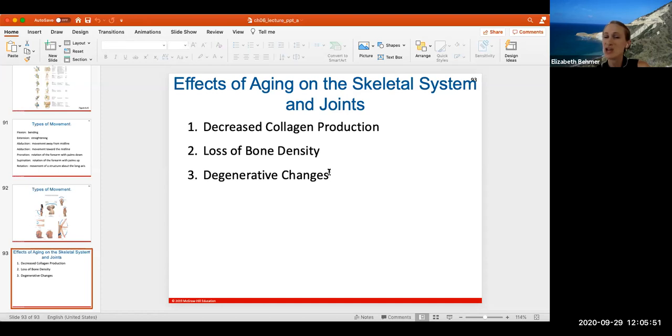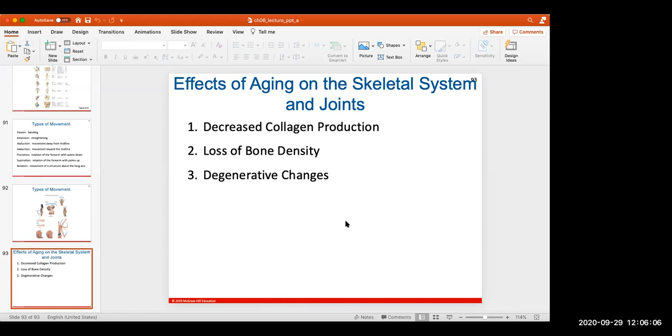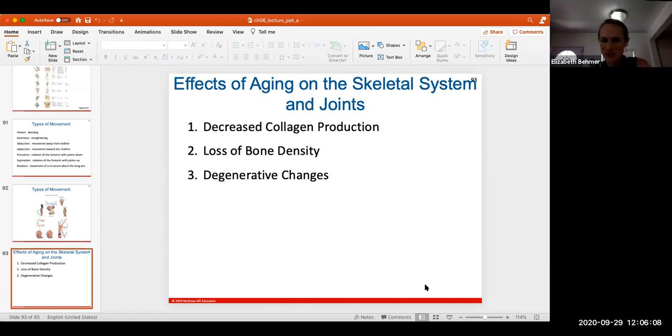Also, there are degenerative changes. Your bones can become brittle and have more holes in them. Those are just some of the effects of aging on the skeletal system. If you're really interested in this, take anatomy and physiology, because anatomy is just fun, and learning the bones is extremely fun too.